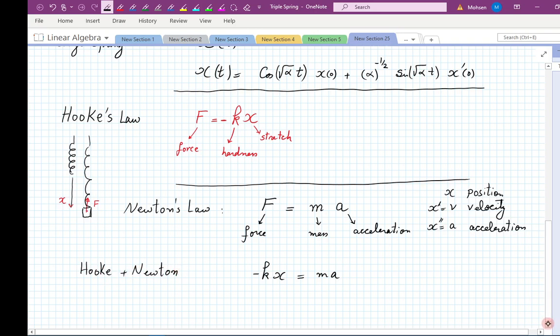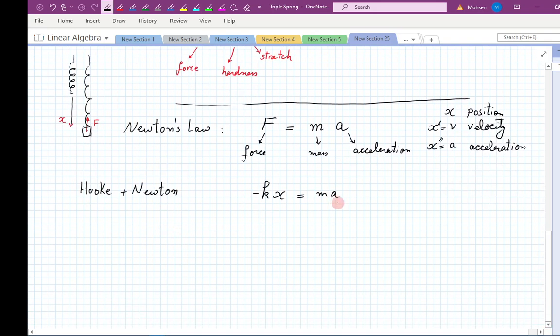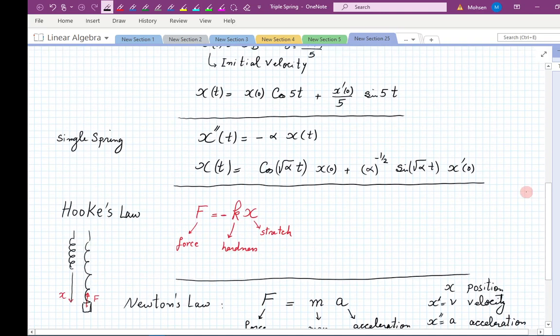Putting them face to face, that's what we get. Okay, now what? Well, remember from calculus, a is the second derivative, so minus kx is equal to m times the second derivative. Let's rearrange this. I write x double prime is equal to, I divide by m. You see, that is what we had here. If you have a second derivative equal to a negative multiple of the original function itself, we know from our practice in calculus how to solve that.